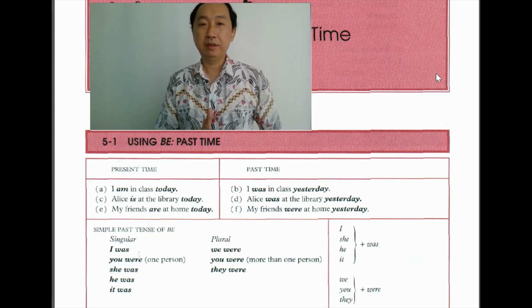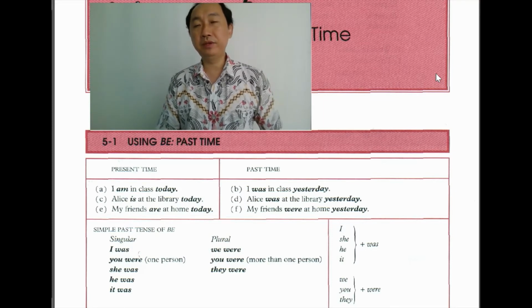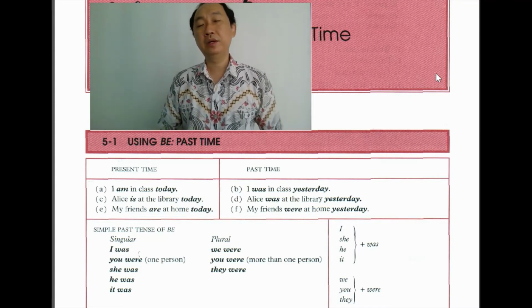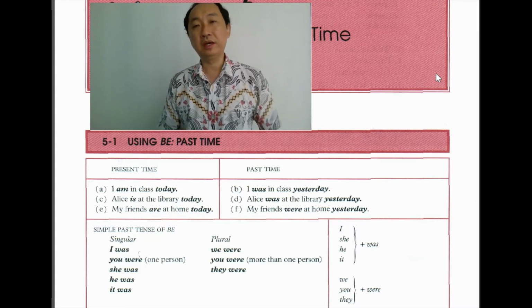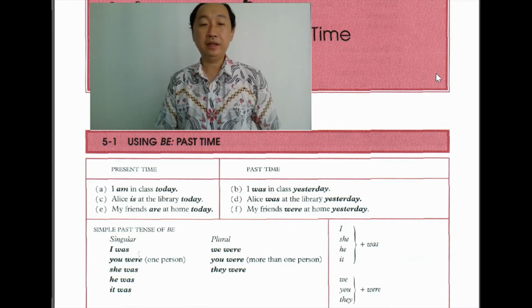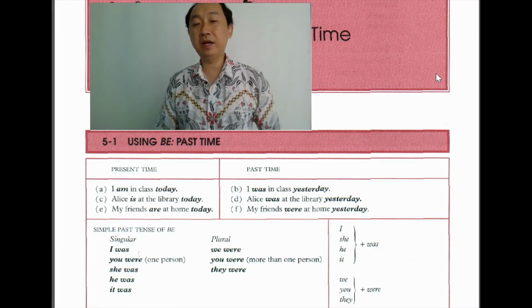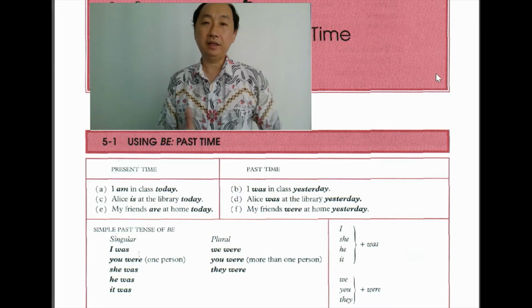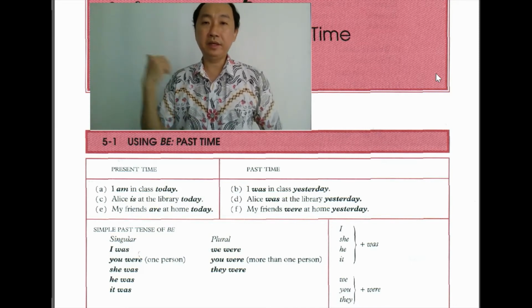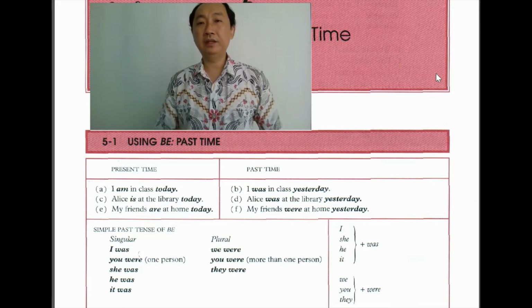Because it's happening right now, today, we use the present verb or present to be. I am in class. But if I talk about yesterday, I use not I am, but I was. I was in class yesterday. Alice is at the library today. Alice was at the library yesterday. So Alice at the library when? Today. Alice is at the library today. Alice was at the library yesterday.